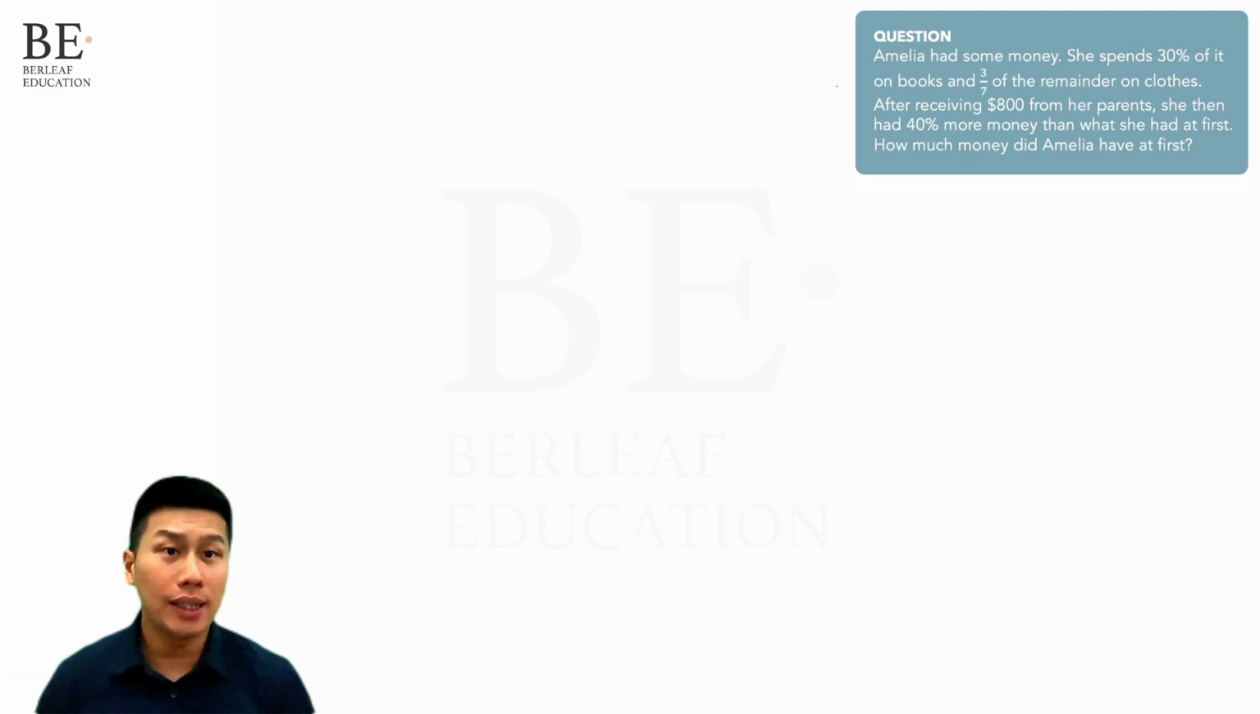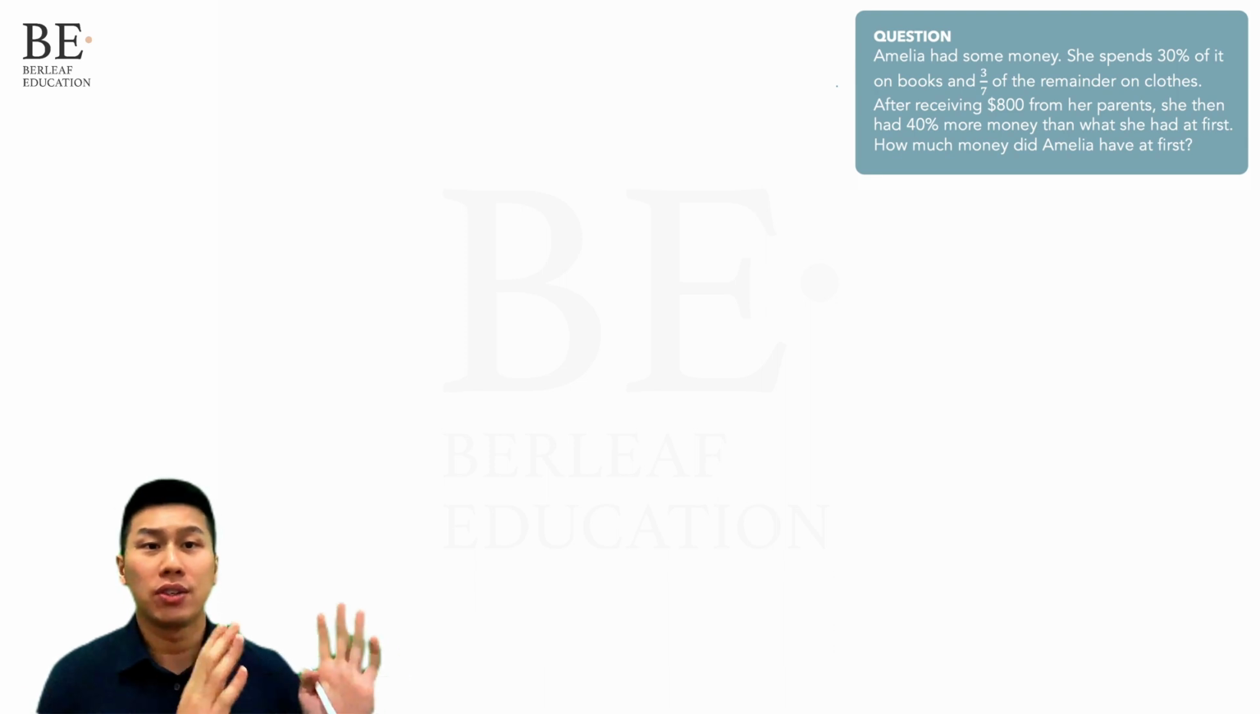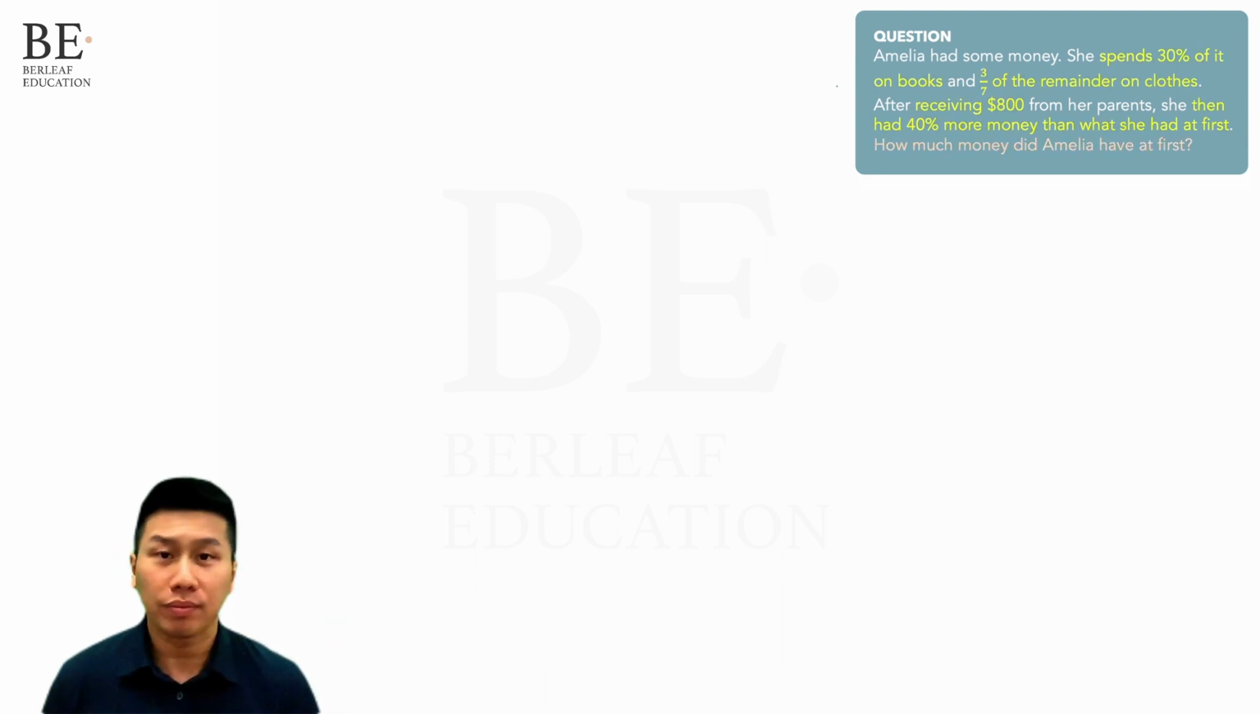Amelia had a sum of money. She spends 30% of it on books and 3/7 of the remainder on clothes. After receiving $800 from her parents, she then had 40% more money than what she had at first. How much money did Amelia have at first? Let's highlight some of this important information.